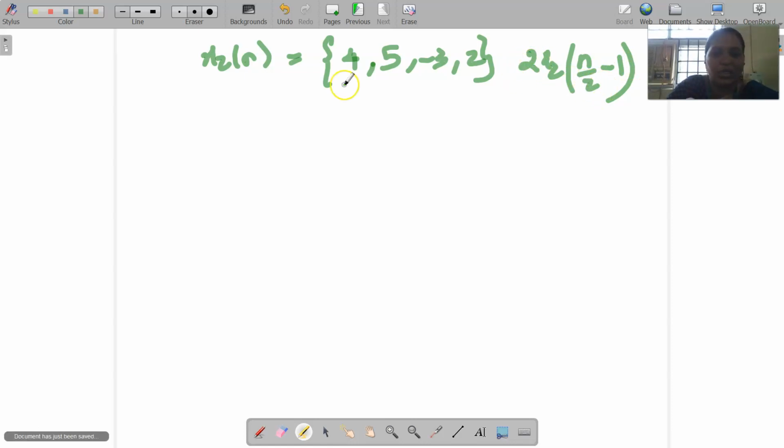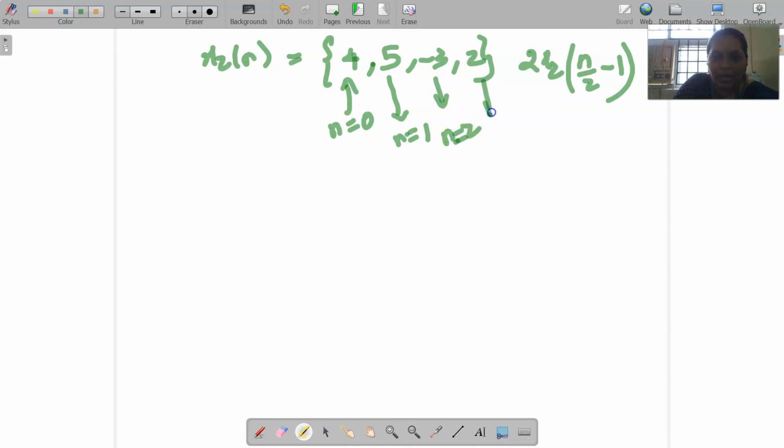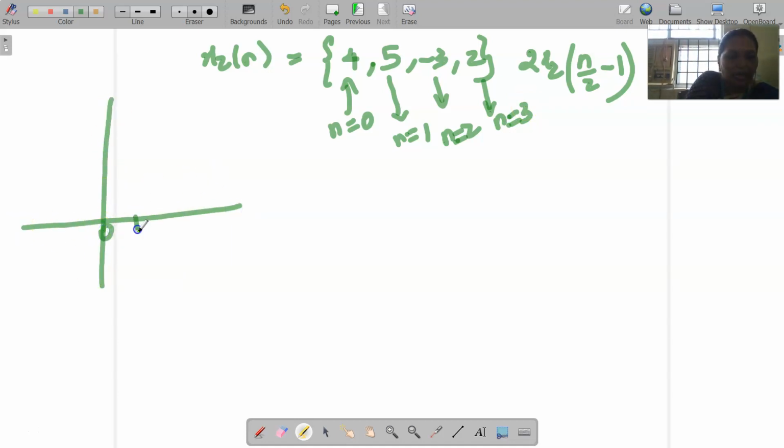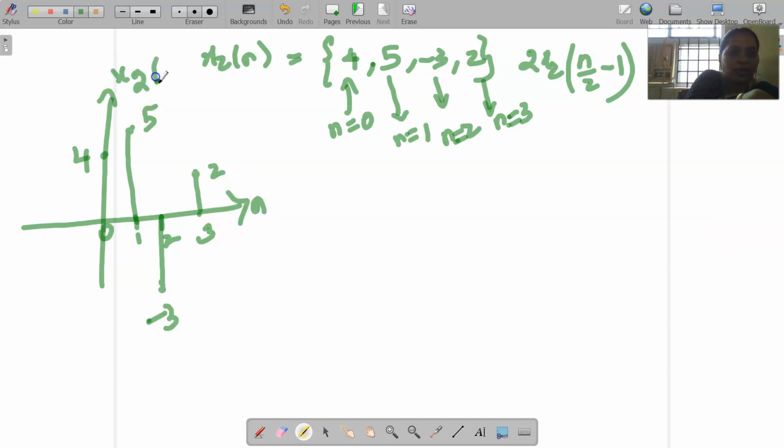Here there is no arrow for the given signal, meaning that your first value is for n equal to 0, the second value is for n equal to 1, followed by n equal to 2 and n equal to 3. So now draw the diagram for x2 of n. The range is 0, 1, 2 and then 3. At 0 the amplitude is 4, at 1 the amplitude is 5, at 2 the amplitude is minus 3, at 3 the amplitude is 2. So this is x2 of n.